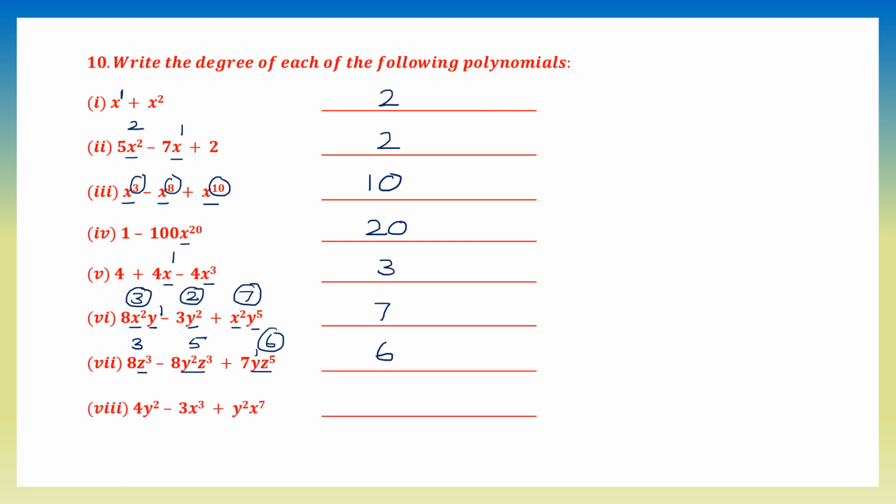Next one. Here also we should look for the highest power. The first one has 2. The second one has 3. The third term has two variables. We have to add it up. 2 plus 7 is 9. So which is the highest one? 9. So this is the degree of this polynomial.